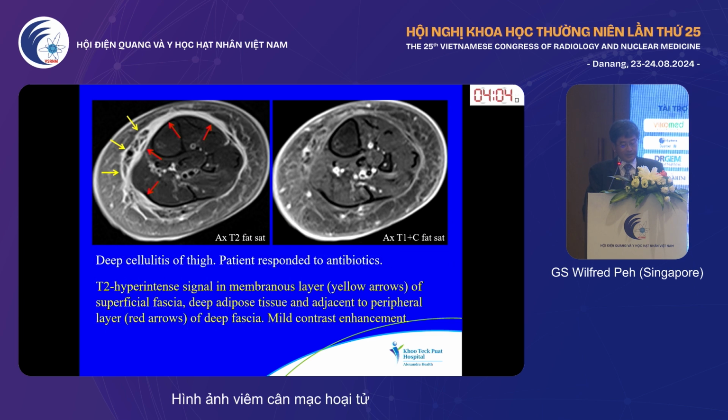So here's another example, a different patient with deep cellulitis of the thigh. The yellow arrow points to a fluid within the membranous fascia, and the red arrow points to fluid just outside the peripheral layer of the deep fascia. But if you look at the muscles, they're all normal, and the intermuscular fascia and the peripheral layer itself are normal. So this is just a deep cellulitis.